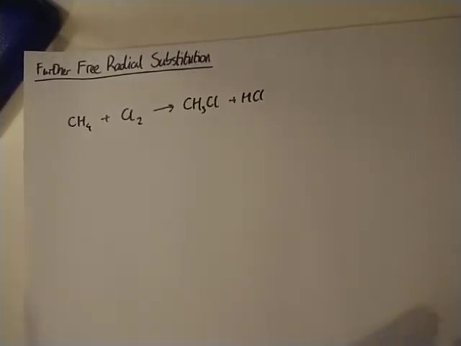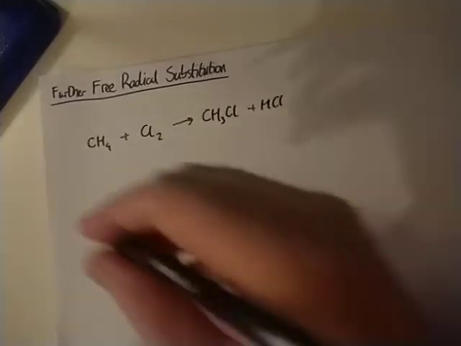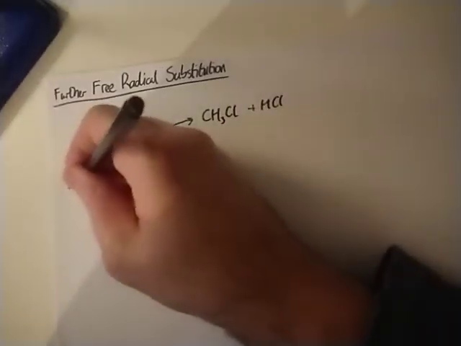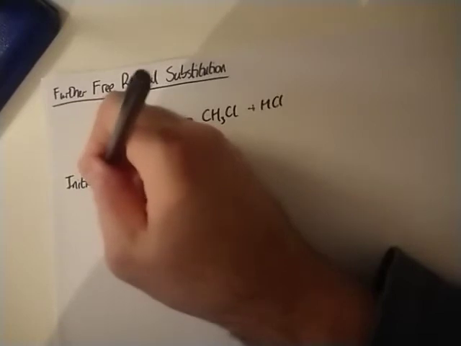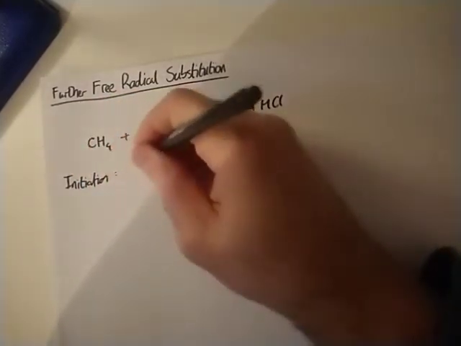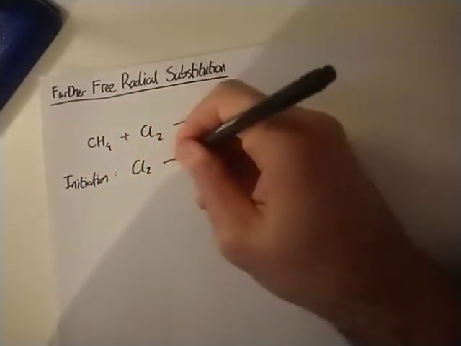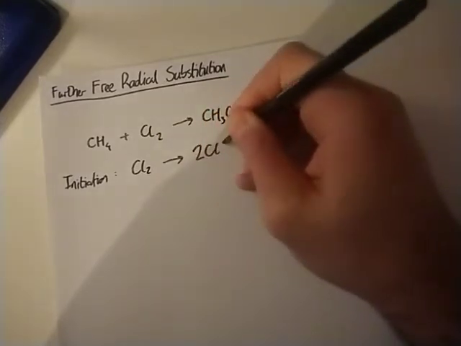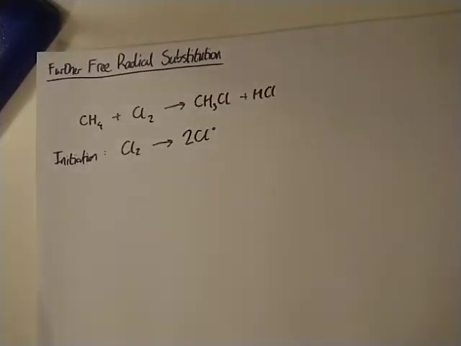So, in the initiation step, we've still got our chlorine being broken apart to form two chlorine radicals. And those chlorine radicals still probably exist. It's unlikely they're all going to be used up in the termination steps of the free radical substitution.